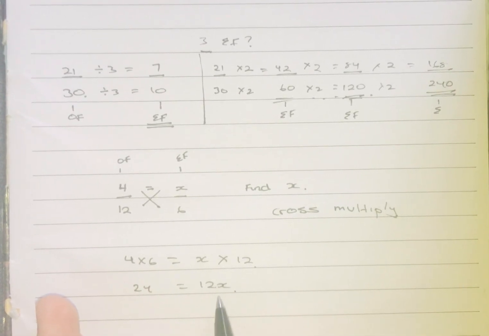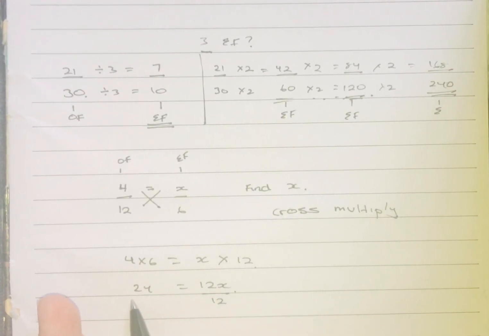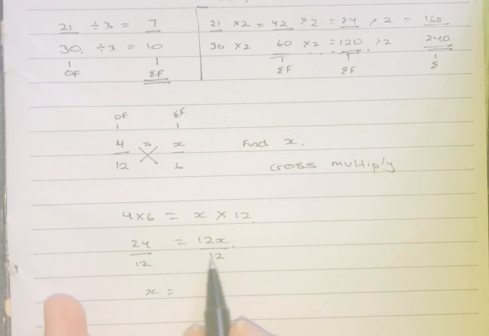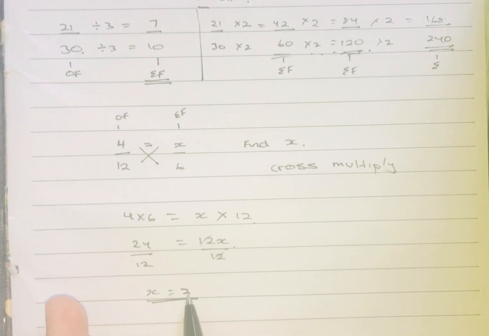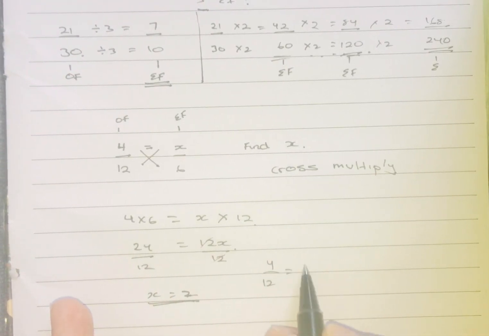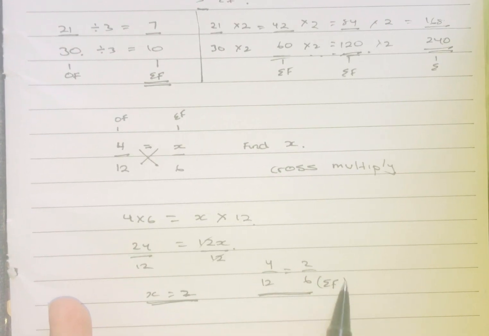Because you want x alone, you divide by 12 on both sides. So this will cancel out, and now you have x is equal to 24 divided by 12, that is 2. This is your answer. So 4 over 12 is equal to 2 over 6. They're equivalent fractions. Okay.